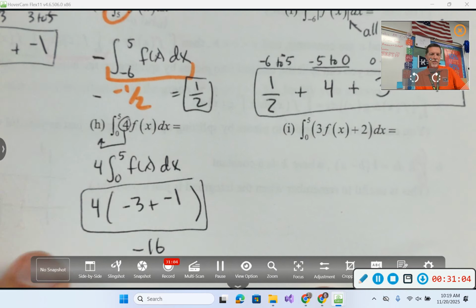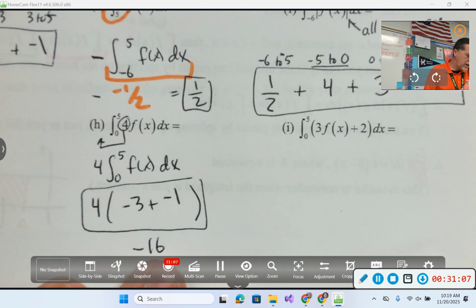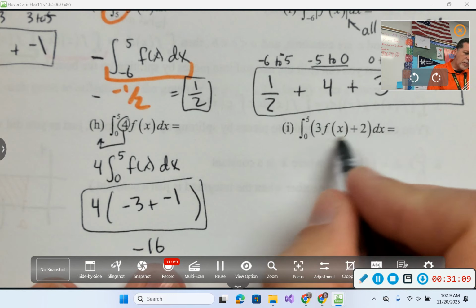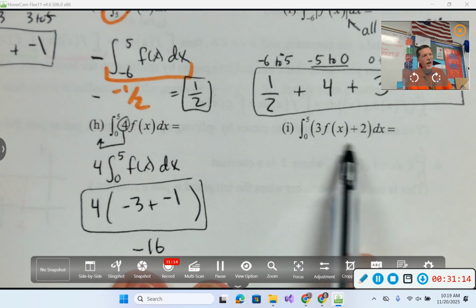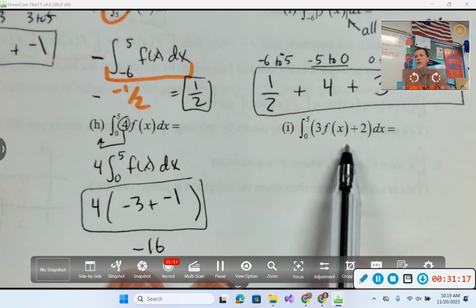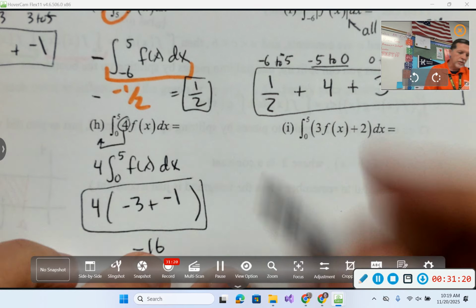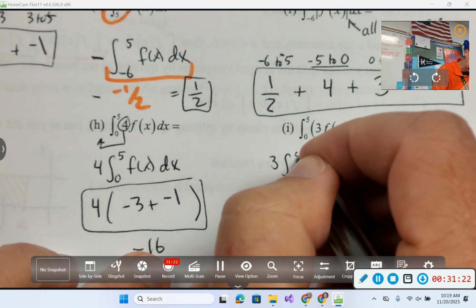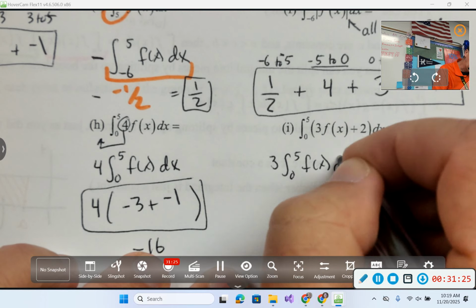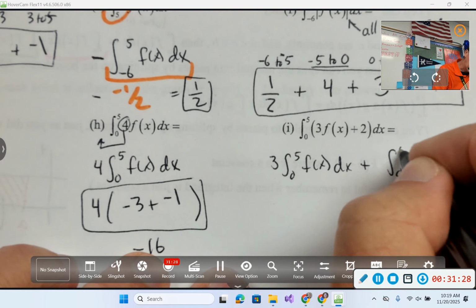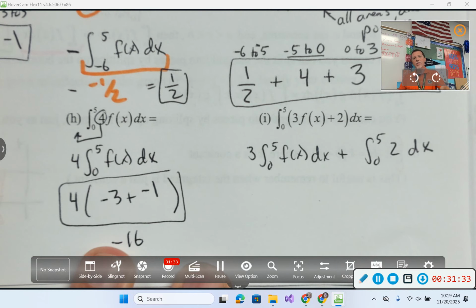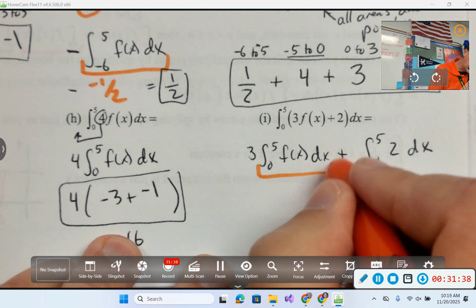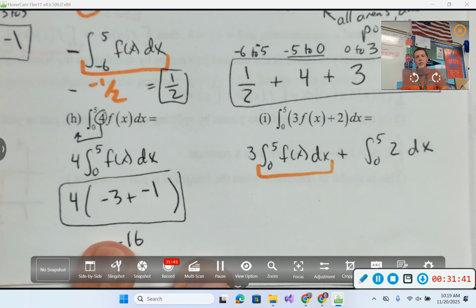All right, the last one. We're getting a little more complicated here. I'm going to split this up into 2 pieces because I don't want to do 3 times the graph plus 2. I guess that would be one way to do it, to redo the graph, but I don't really want to do that. Instead, let's split it up like this. We can take out the 3, we can separate the 2, and now we're still looking at just our original function. We don't have to do anything to the function.